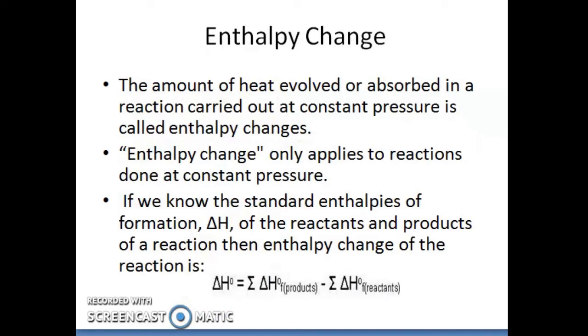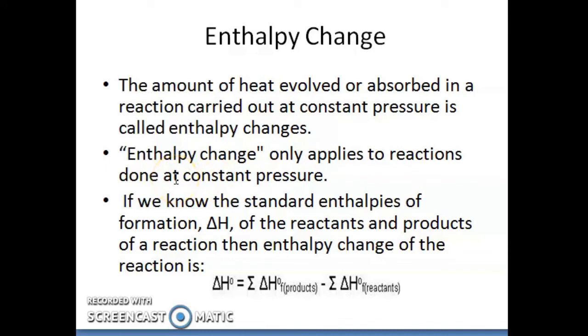And how do we say that enthalpy change? Because we are not able to measure enthalpy, hence we could only measure enthalpy change. So what is enthalpy change? The amount of heat which is being evolved or absorbed in a reaction that is carried out at constant pressure, we call it enthalpy change. And enthalpy change will of course apply to a reaction only if it is done at constant pressure.